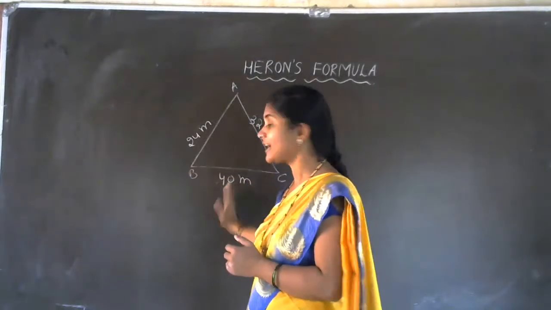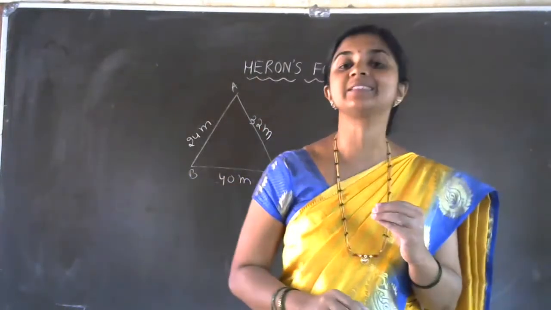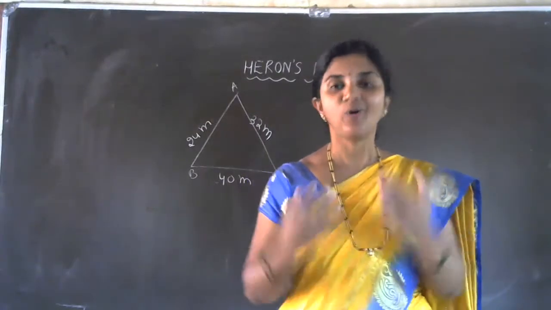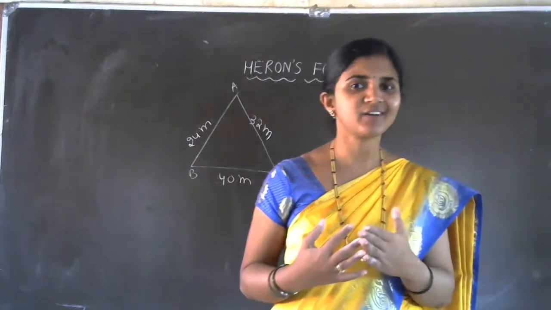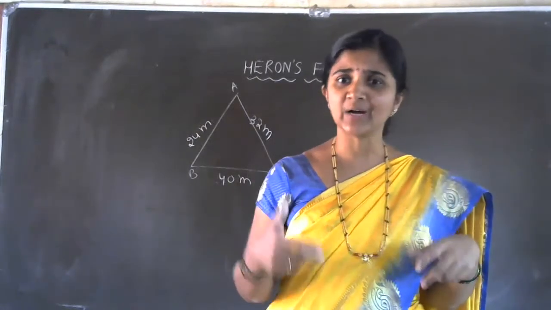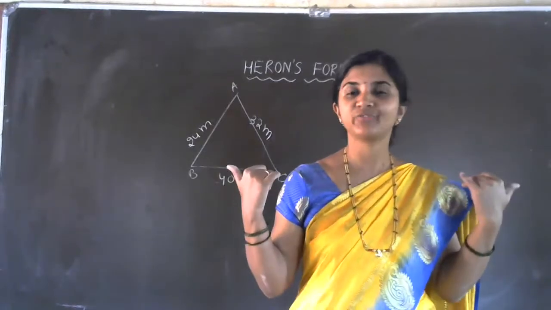Only the three sides' measurement is given. When the three sides' measurement is given, but we need to find the area of the triangle, then how can we calculate it? There is no method for that, only half into base into height. For that formula we have to restrict ourselves to find out the area of the triangle.